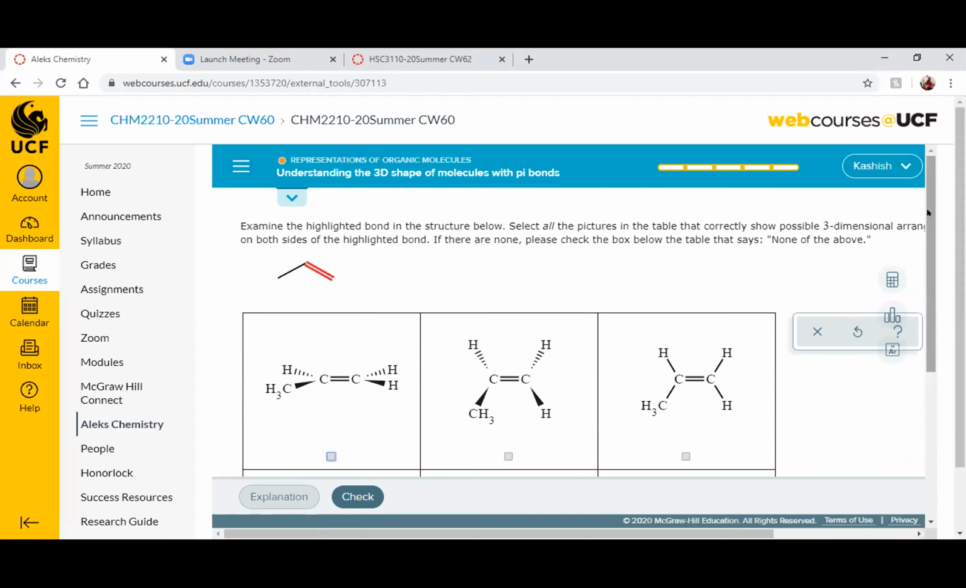Okay, so examine the highlighted bond on the structure below. Select all the pictures in the table that correctly show the 3-dimensional arrangements on both sides of the highlighted bond.